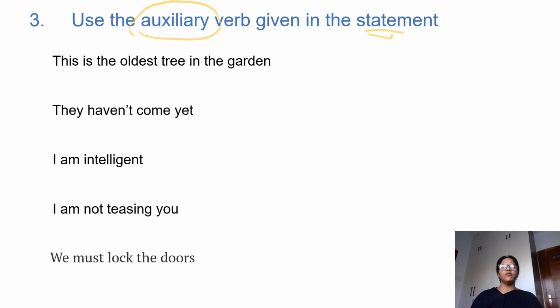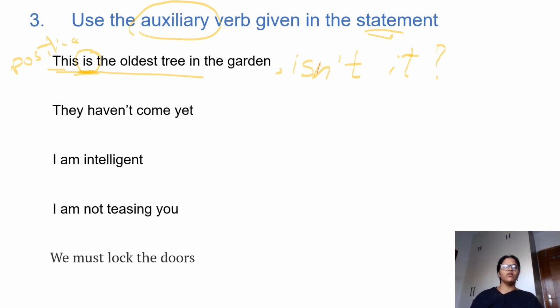Next rule, use the auxiliary verb given in the statement. When we form a tag, we use the auxiliary verb. Let us see: this is the oldest tree in the garden. What is the helping verb here? Is. So we need to use this auxiliary verb in the tag. Since the statement is positive, we need a negative tag: isn't it?